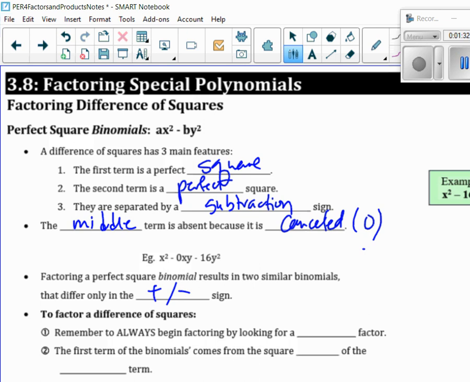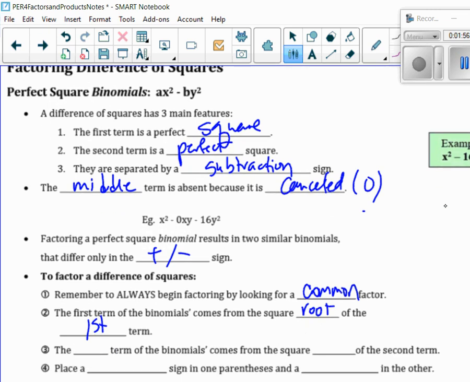Again, to start to factor, you should always begin by looking for a common factor. And the other thing is make sure that the leading coefficient is not negative, so you should factor it out to start. The first term of the binomials comes from the square root of the first term. For instance, in this x squared minus 16y squared, do you see that I'm square rooting the first term?